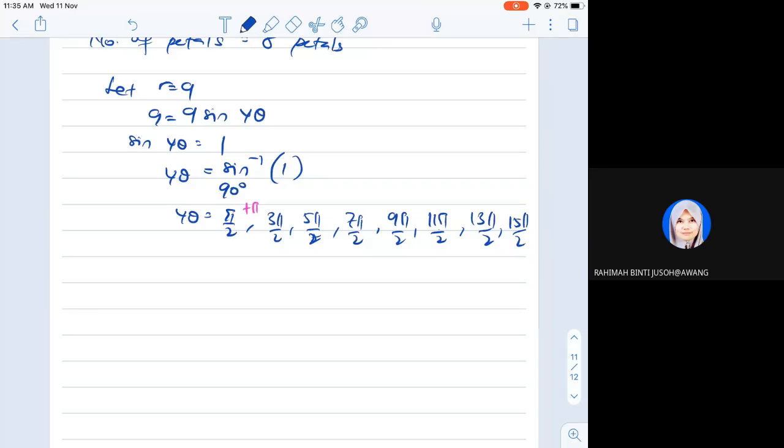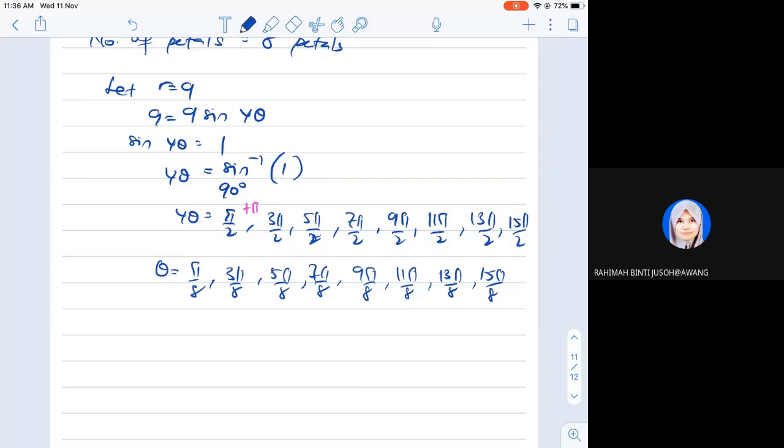Okay, done. Then theta equals pi over 8, 3 pi over 8, 5 pi over 8, 7 pi over 8, 9 pi over 8, 11 pi over 8. Do you know why it became 8? Because the 4 goes down. And then 13 pi over 8, 15 pi over 8. Like that.